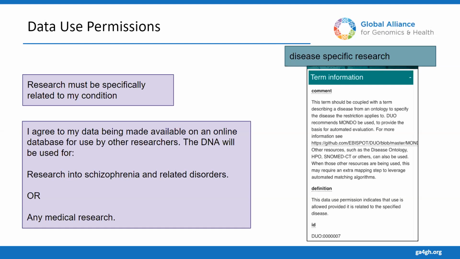So their data would probably be subdivided based on their permissions, and it could either be the previous health, medical, and biomedical research, or it could be the DUO code for disease-specific research, and the definition for that would be: use permission indicates that the use is allowed, provided it's related to a specified disease, and that disease definition would usually come from a disease-specific ontology, such as the Disease Ontology or Human Phenotype Ontology. Next slide, please.